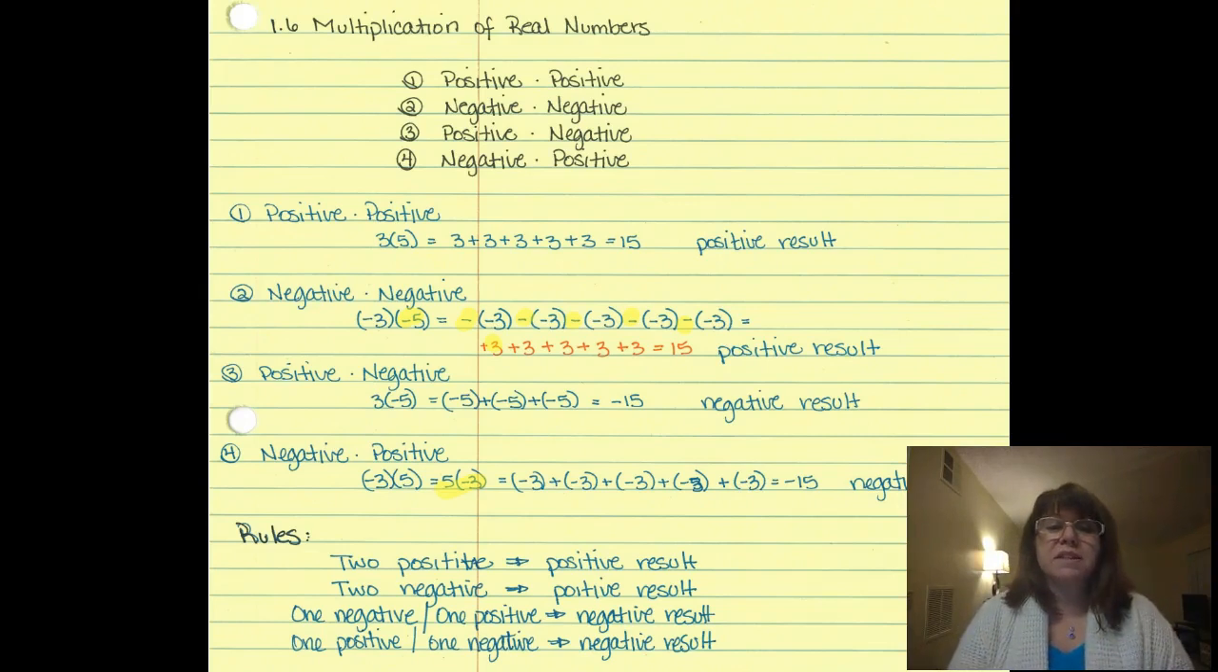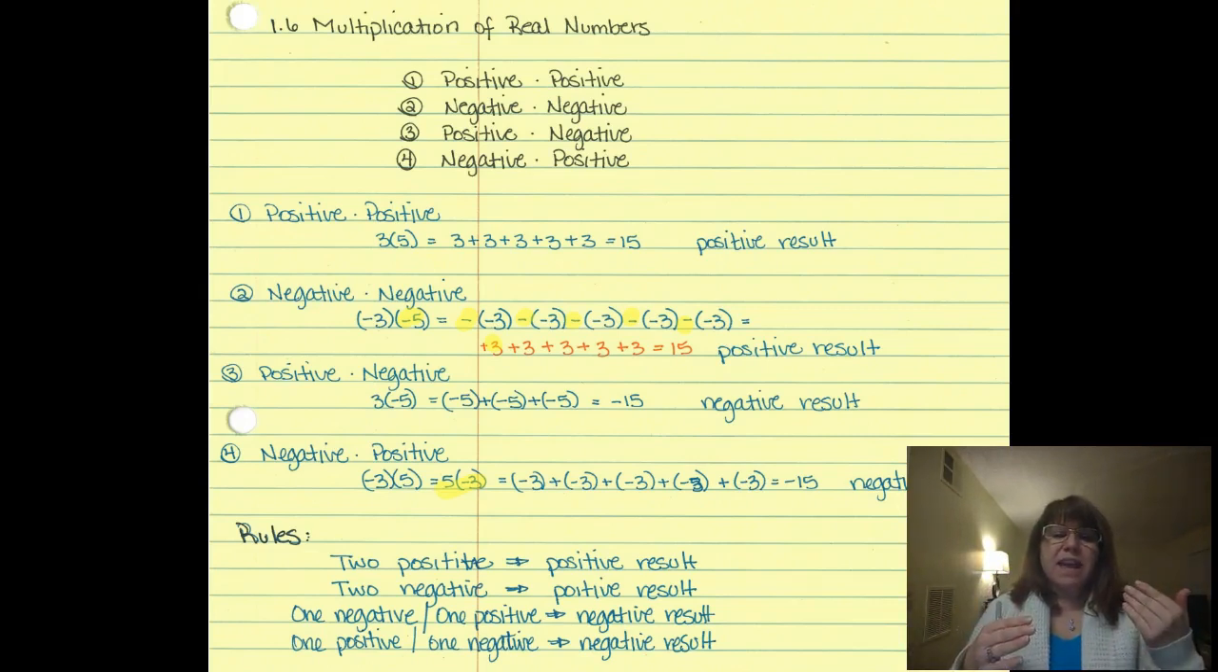So here's the rule. 2 positives will result in a positive result. If I multiply 2 negatives, it comes out positive. 1 negative, 1 positive will result in negative. 1 positive, 1 negative will result in negative. So if the signs are different, it's negative.